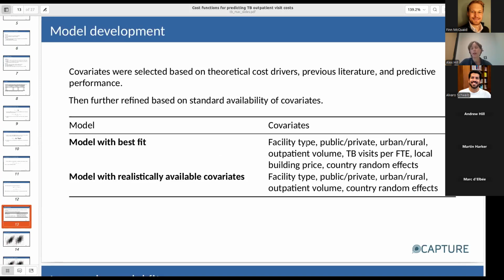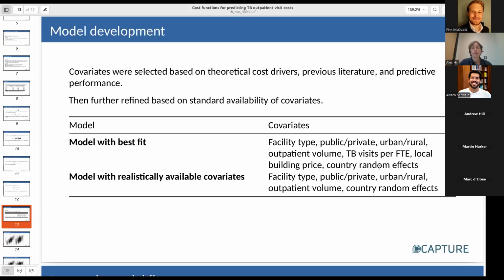So facility type, that's the level of the facility: is it a primary hospital, secondary hospital, health center, lower than health center? Is it publicly or privately owned? Where is it situated, urban or rural? The outpatient volume, and then a measure of efficiency as well, which is the number of visits per staff member per day. A local price indicator, which is local building prices, and then country random effects.